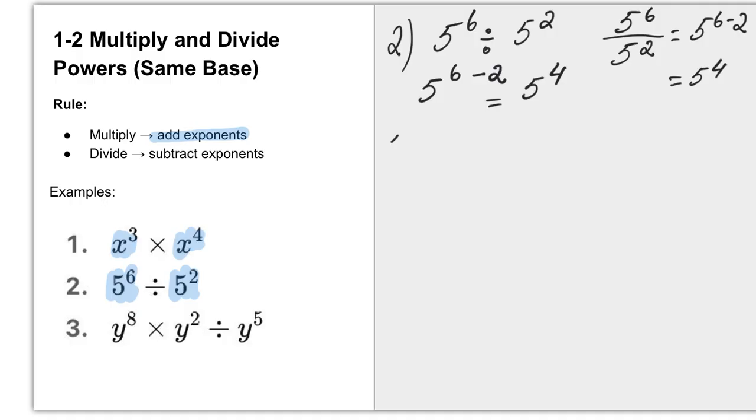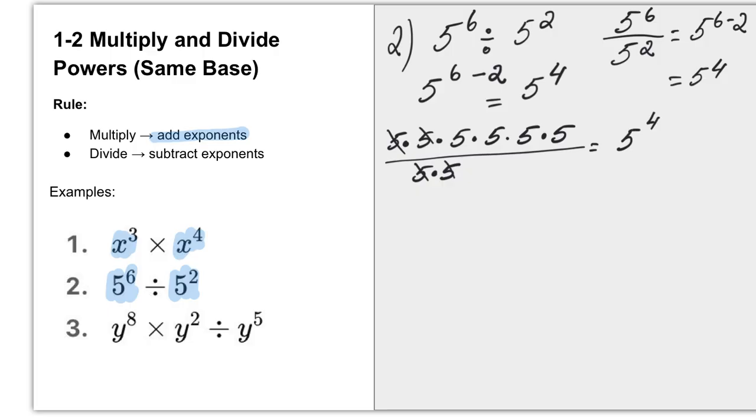Right, so let's expand so we can see if we're doing it right. There are 6 5s at the top and 2 5s at the bottom. And so if you divide 5 by 5, it will equal 1. 5 divided by 5, it will equal 1. Then we're left with 4 5s. And then we can rewrite that as 5 raised to the 4th power.